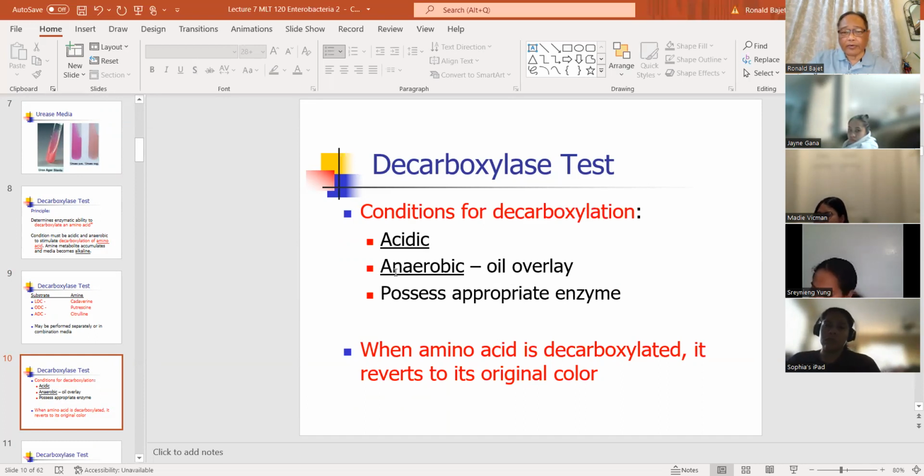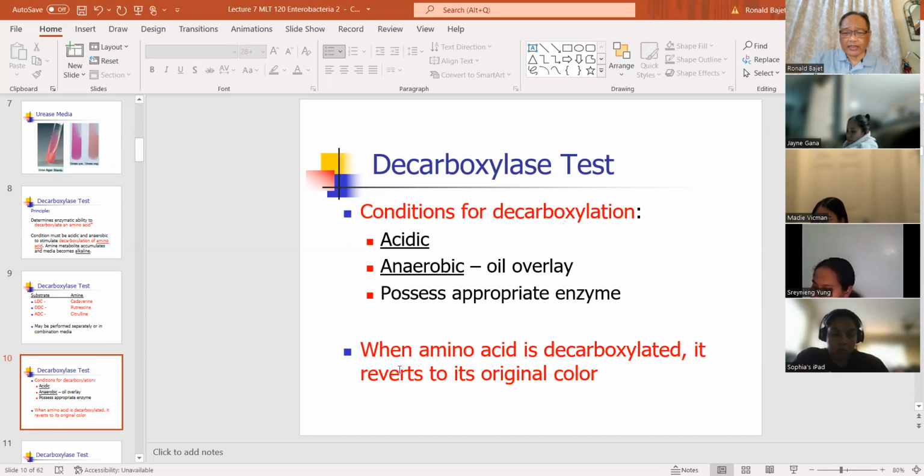The conditions have to be anaerobic, and that's why we do an oil overlay. We just put a few drops on top of the substrate and overlay it with oil. What that does is create an anaerobic condition. And it also has to possess, obviously, the appropriate enzyme: the arginine decarboxylase, lysine decarboxylase, and ornithine decarboxylase. Those are the specific appropriate enzymes. So those three things need to be present for the decarboxylase test to occur.